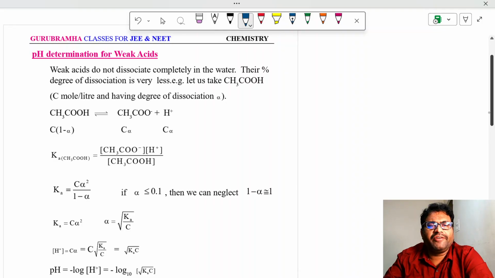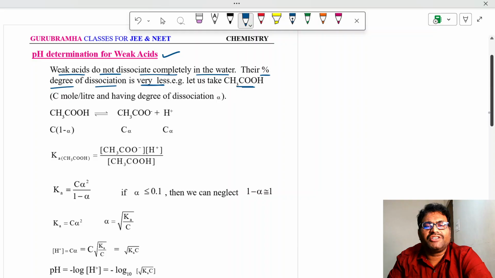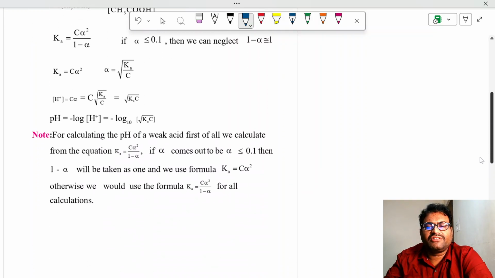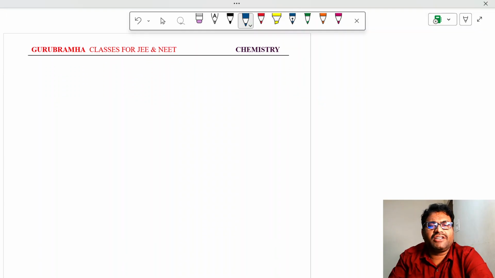So let us see the pH determination of a weak acid. We are speaking about a weak acid. Let us see how we can find the pH of a weak acid. Weak acids do not dissociate completely in water. Their percentage degree of dissociation is very less. Let us take CH3COOH. Already we have seen that process, let us see it once again.